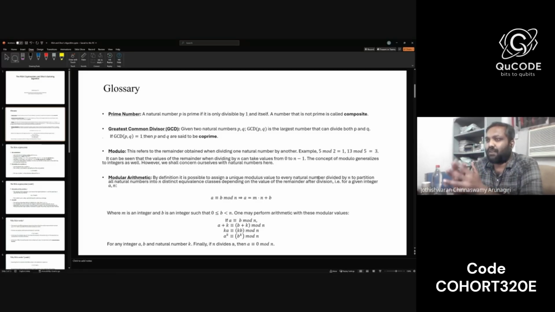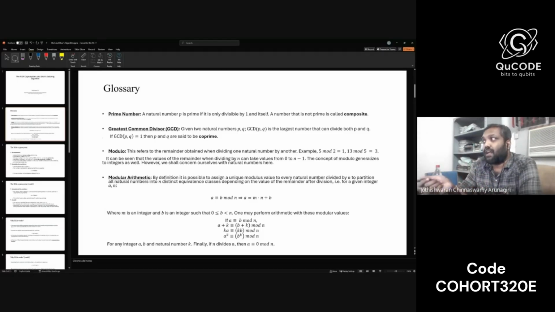A prime number, I hope I don't need to remind everyone what a prime number is, but nonetheless, a natural number p is prime if it is divisible by 1 and the number p itself. A number that is not prime is known as composite. Greatest common divisor is the largest number that divides both p and q. So GCD is defined typically between a pair of numbers. It can be extended to multiplets also, but again we can define it pairwise.